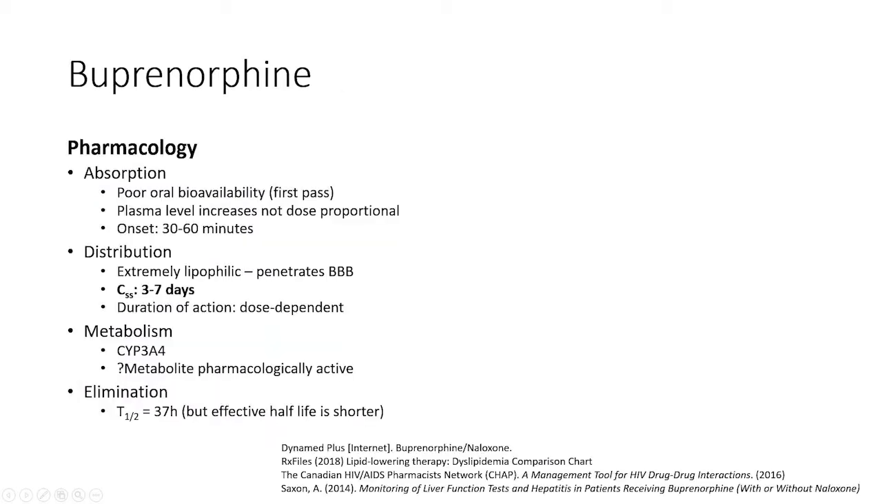Buprenorphine has poor bioavailability due to extensive first-pass metabolism. Its onset of effect is between 30 and 60 minutes. Note that plasma concentrations do not directly correlate with the dose. Buprenorphine takes between 3 and 7 days to reach a steady-state concentration. Therefore, it can take several days to see the full effect of buprenorphine treatment and to see if the original dose is sufficient. This drug is metabolized by CYP3A4 into a potentially pharmacologically active metabolite. It has an extensive half-life, but the effective half-life may be significantly shorter.